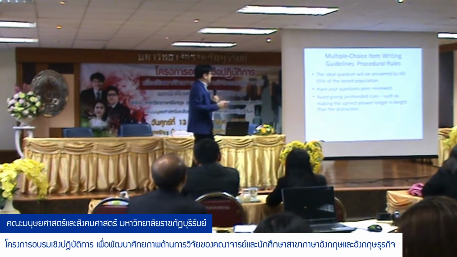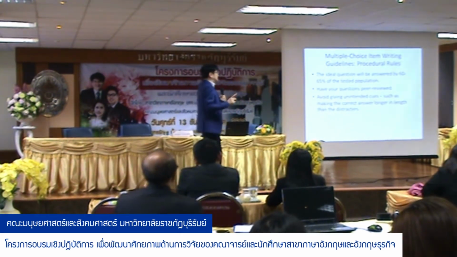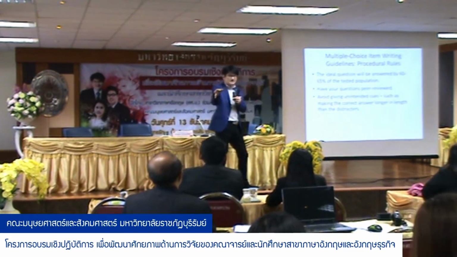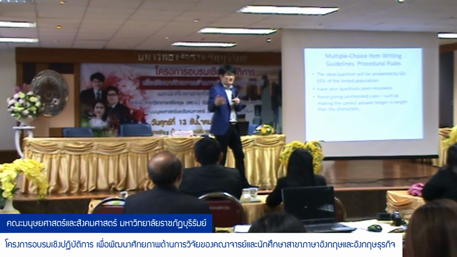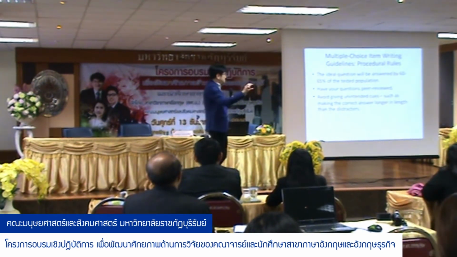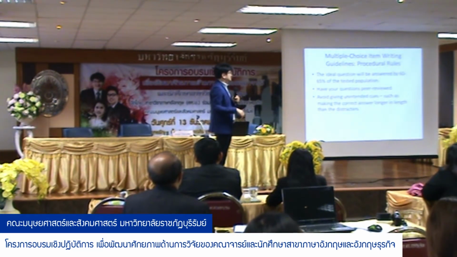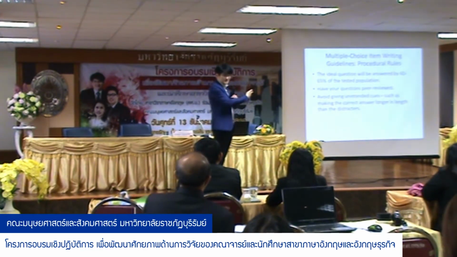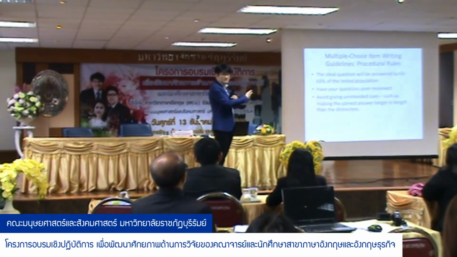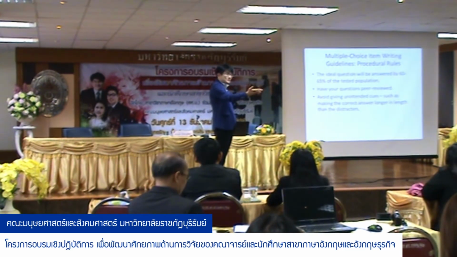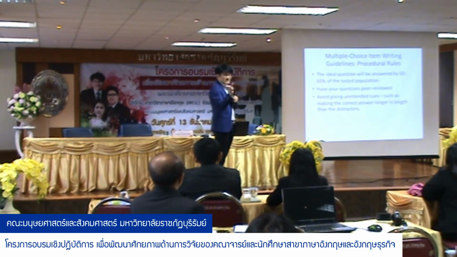Okay? And the ideal question will be answered correctly by 60 or 65% of the tested population. So after the test, when we check the reliability, we have to make sure that each test question will be answered by 60 to 65% of the population. Then the test is good, the question is good. That means if there are more wrong answers or more right answers, it's not good.